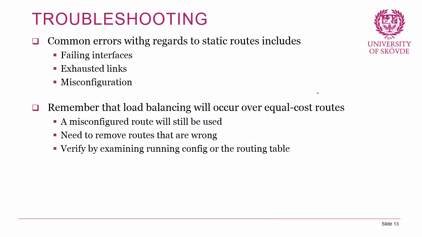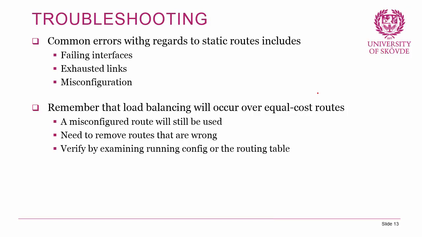Let's look a little at troubleshooting. Common errors with static routes include failing interfaces, when interfaces are not enabled using the no shutdown command, or an IP configuration error, maybe the interfaces are on different subnets. Another reason is exhausted links, when there is just too much traffic on the link. I would say that isn't too common in modern networks, but in legacy networks it's a real problem. Or just misconfiguration. Maybe your mind wasn't really there when you configured the static routes, and then they are not going to work. Something to really remember is that static routes stay there in the router even if they're wrong.